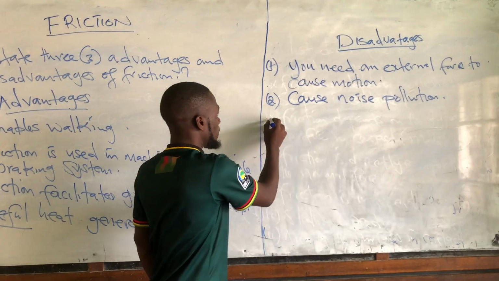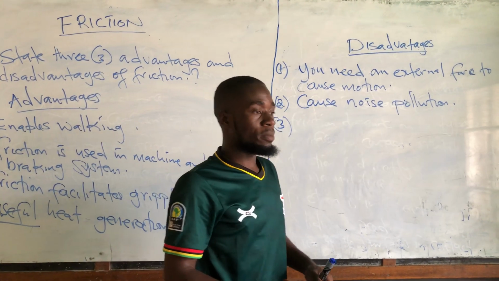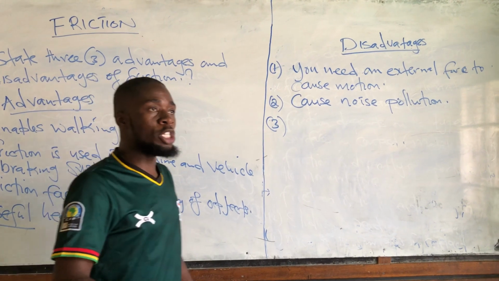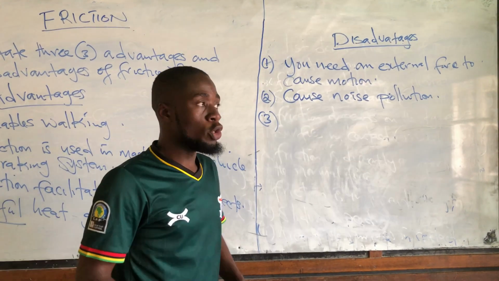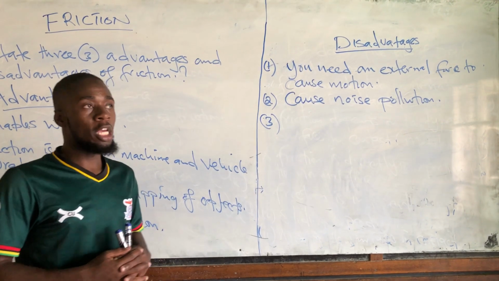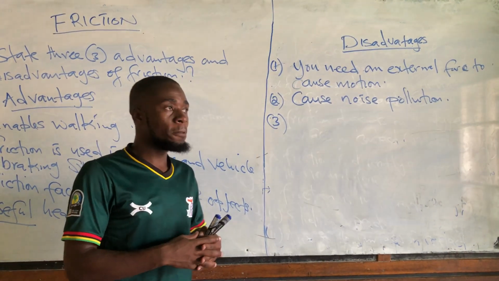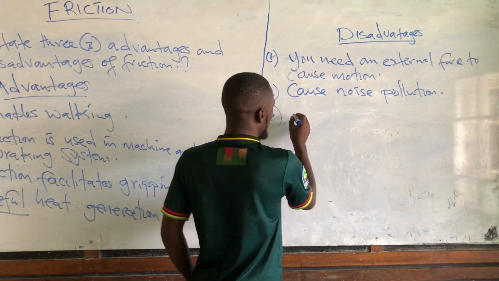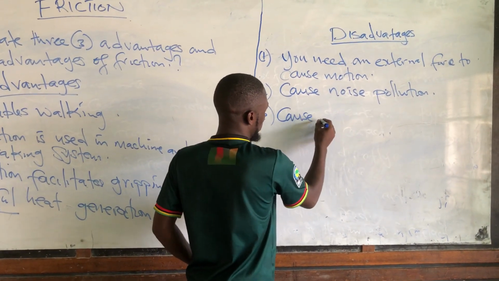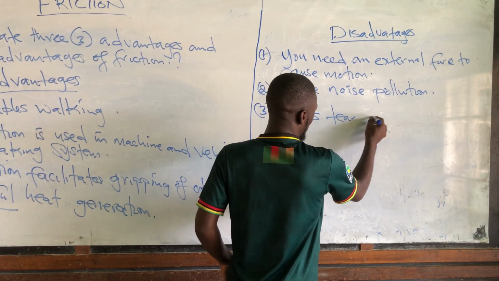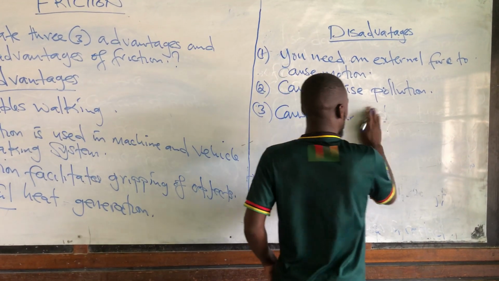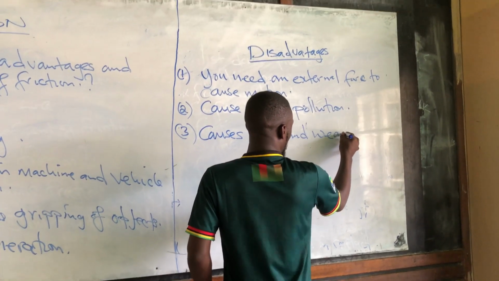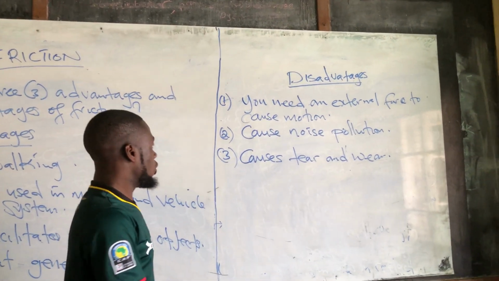And again, as you move, because the surface is not smooth, you discover that your shoe is wearing out. So this friction will cause tear and wear. As simple as that.